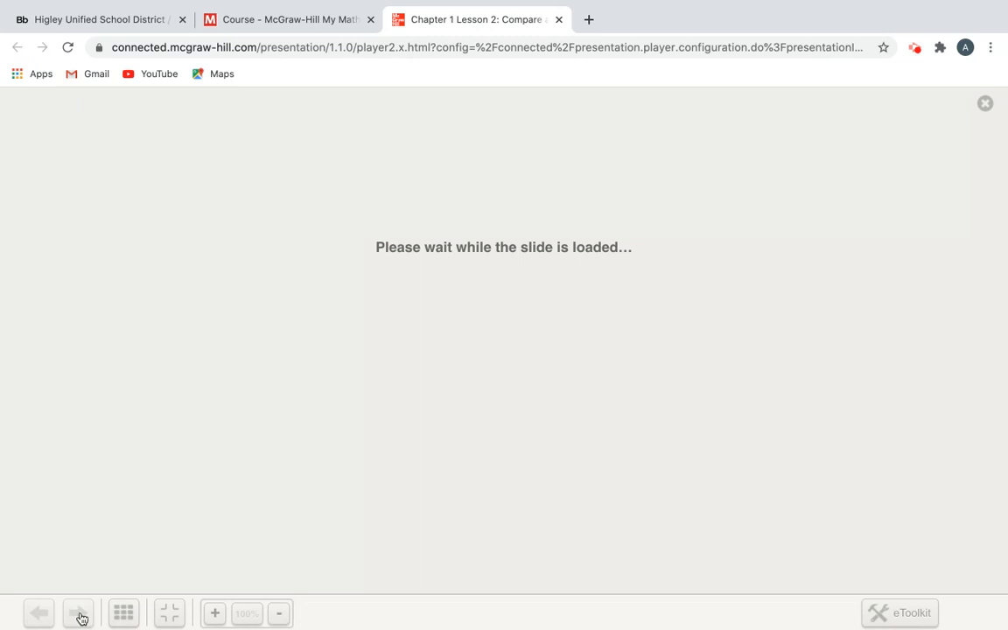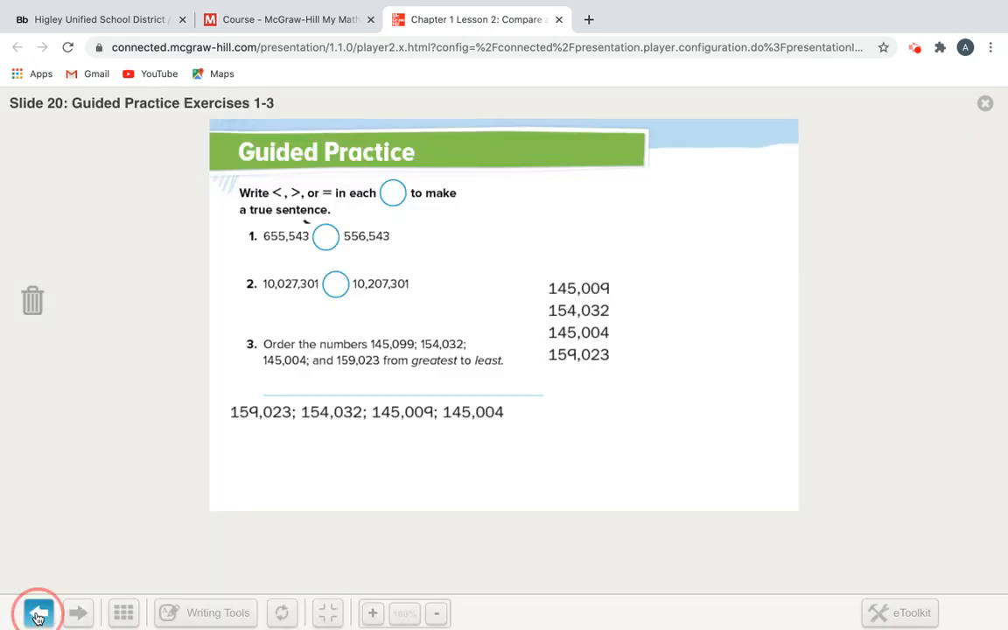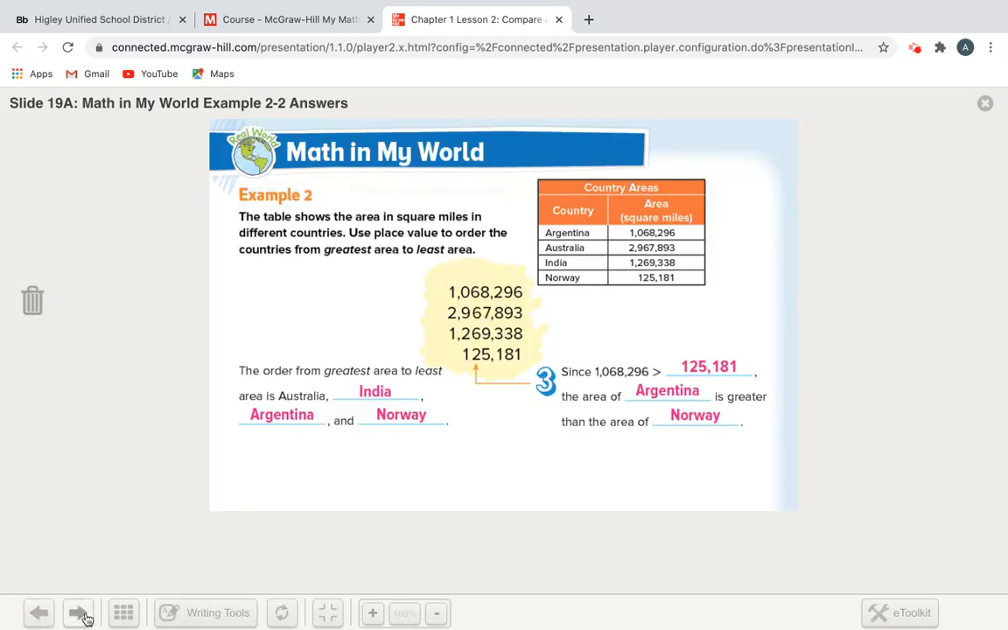Sorry about that, went backwards. That's what it should look like right there. The order from greatest area to least area is Australia, India, Argentina, and Norway. Since 1,068,296 is greater than 125,181, the area of Argentina is greater than the area of Norway.